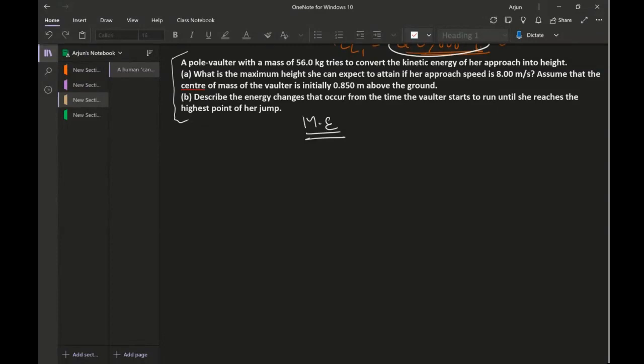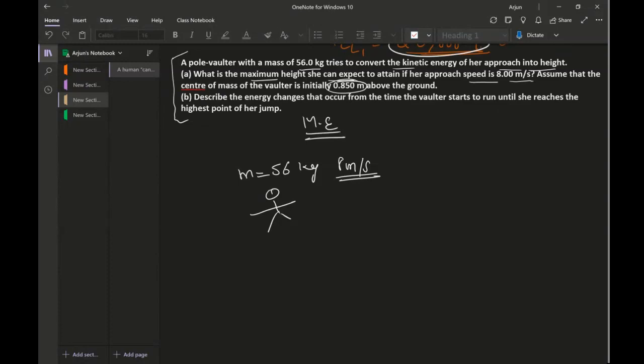A pole vaulter with a mass of 56 kg tries to convert the kinetic energy of her approach into height. What is the maximum height she can expect to attain if she approaches with a speed of 8 meters per second? So this is the pole vaulter who has a pole in her hand, and her mass is 56 kg, and she attains a speed of 8 meters per second. Assume the center of mass of the vaulter is initially 0.850 meters above the ground.